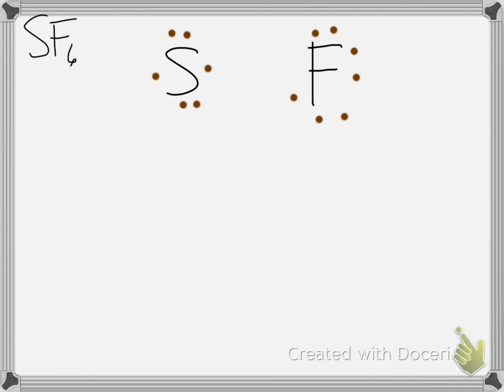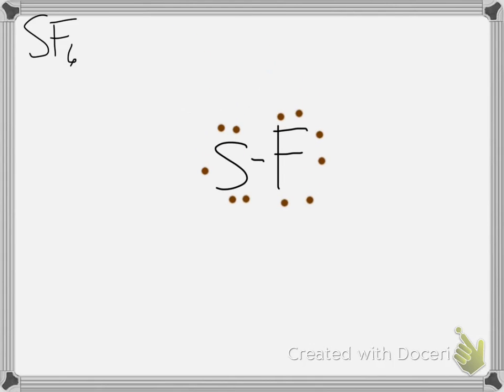Awesome. Well, it's really super easy to see how we can bond a fluorine right there. And we'll just replace those shared electrons with a line. Fluorine's happy, sulfur's happy. And we can obviously stick another fluorine right there. Boom, boom. Everybody's happy. Are we done?